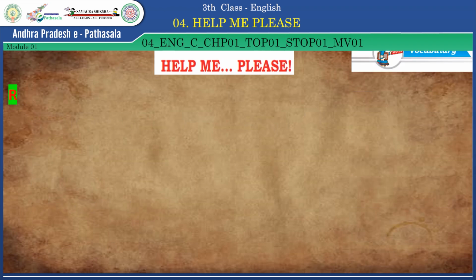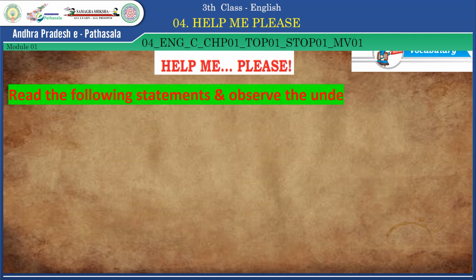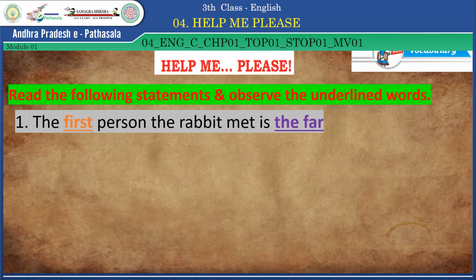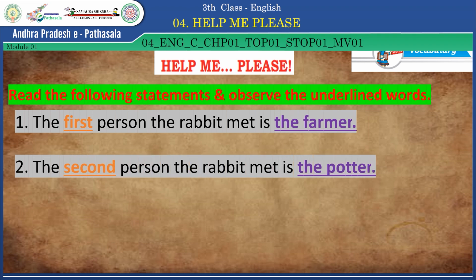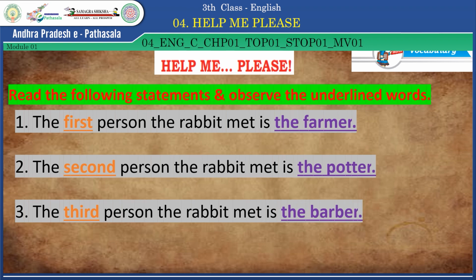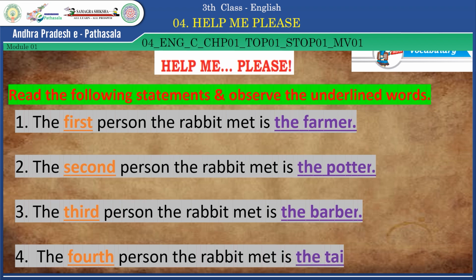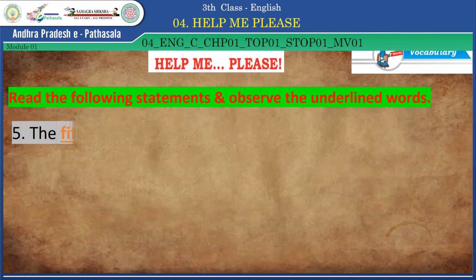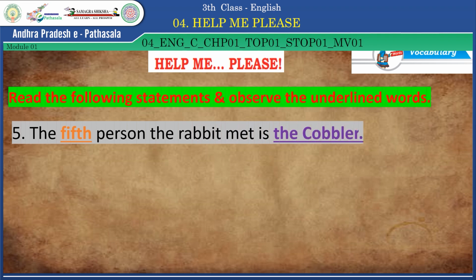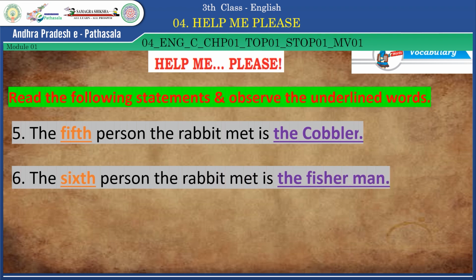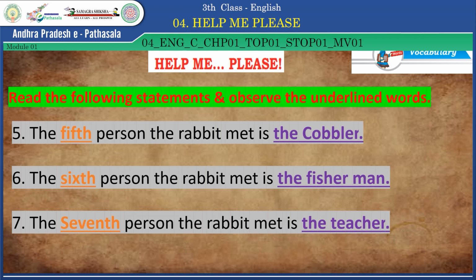Children, read the following statements and observe the underlined words. The first person the rabbit met is the farmer. The second person the rabbit met is the potter. The third person the rabbit met is the barber. The fourth person the rabbit met is the tailor. The fifth person the rabbit met is the cobbler. The sixth person the rabbit met is the fisherman. The seventh person the rabbit met is the teacher. Dear children, let's move to the next segment.